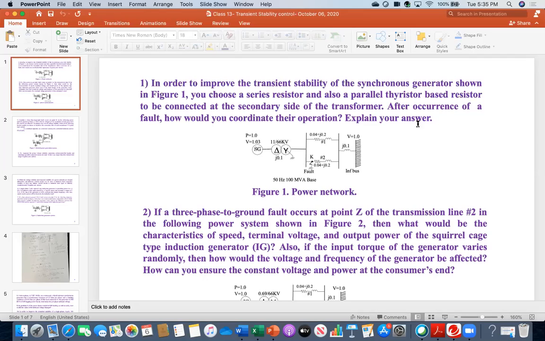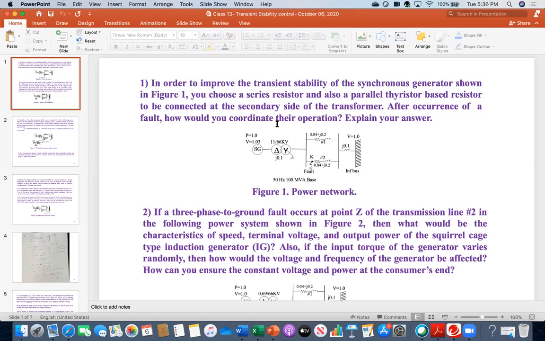So typically that resistor is activated after the circuit breaker opening. Once a fault happens at point K, of course, there are circuit breakers along the line. Those are not shown in the picture, but definitely there are. Those will open. So that is the first protection. And then followed by that, the series resistor, because it is in series, easily it will work. So first the series resistor will work, and then the parallel thyristor based resistor will work. So that is the coordination.